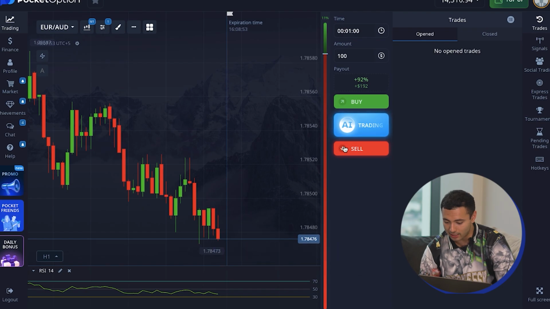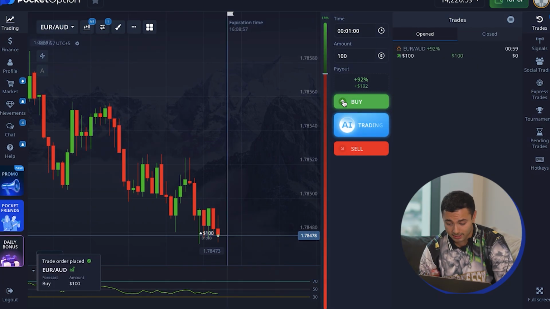Okay, today's pair is Euro to Australian dollar. The payout is 92%, which means on a $100 trade you make $192 on a win. Almost double. That's our goal today. Double the account, then do it again. I set my entry to $100.